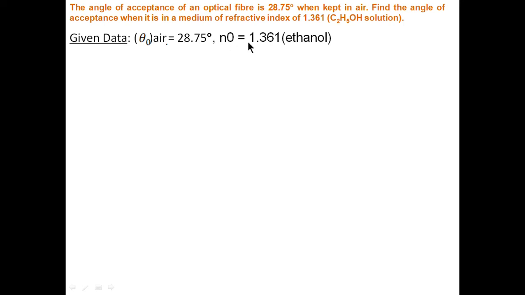N0 is given, which is ethanol, C2H5OH, ethyl alcohol. So when you keep the optical fiber inside this, the angle of acceptance has to be found. You have to find theta naught when the whole optical fiber is kept inside ethanol. Though it looks simple, it is not simple unless you have the equation. The equation is a general one which you already have studied.